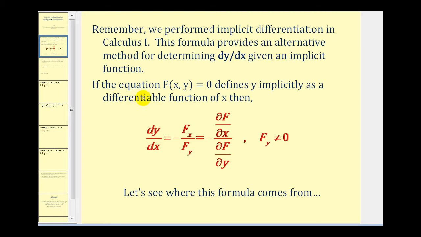Here's how it works. If an equation f(x,y) = 0 defines y implicitly as a differentiable function of x, then we can determine dy/dx by taking the opposite of the partial derivative of f with respect to x divided by the partial derivative of f with respect to y, as long as fy does not equal 0. So let's take a moment and see where this formula comes from.